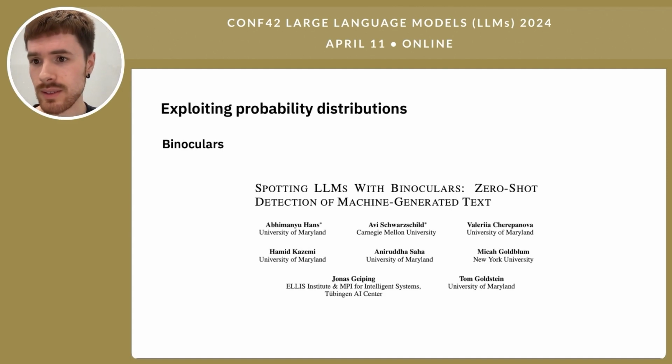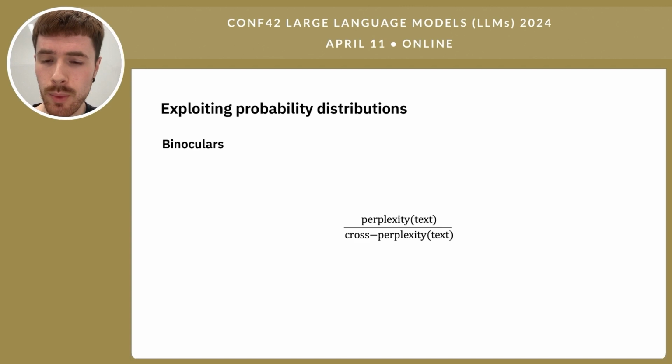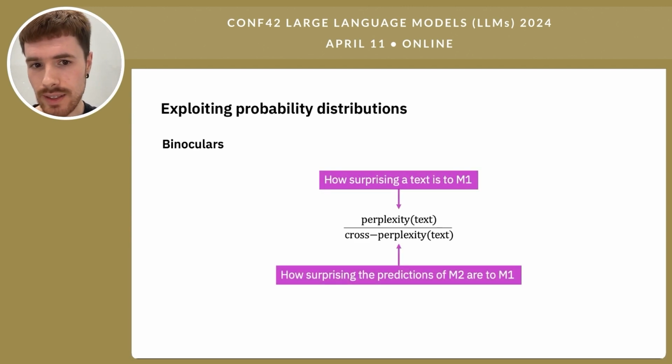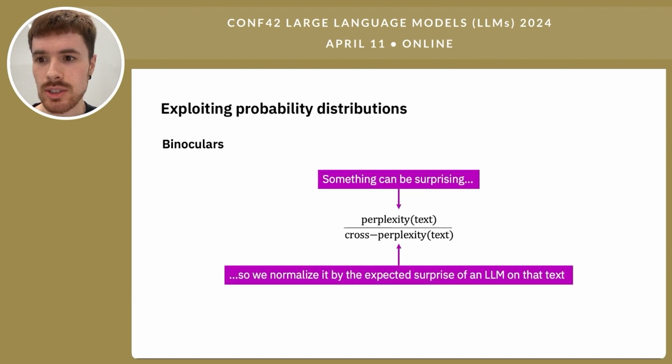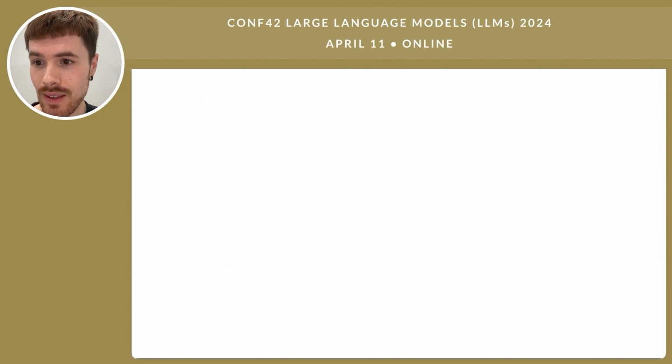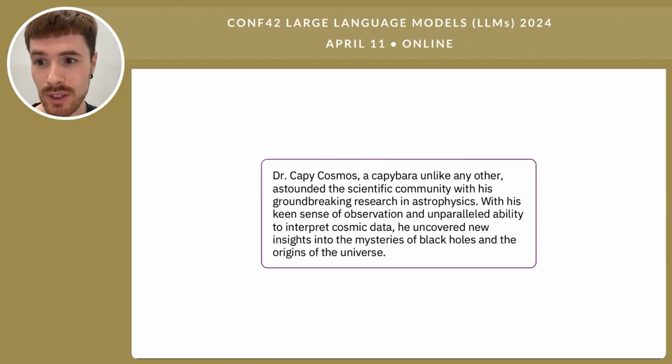A group of scientists tried to solve it pretty recently, some months ago, and they came up with a formula that I'm not going to get into, but the idea is to measure something, an idea that I think is very interesting, which is that, as we just saw 30 seconds ago, something can be surprising. So if something can be surprising, what we do is we normalize the thing by the expected surprise of an LLM on that text. That can sound confusing, so I'm just going to give you an example so we understand what this is.